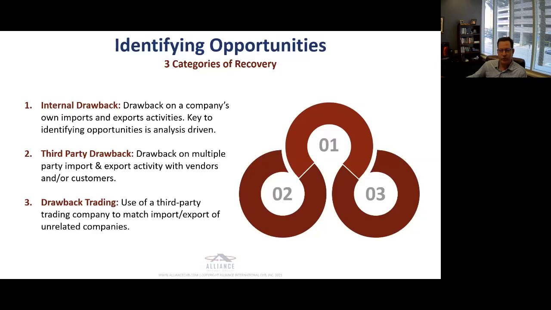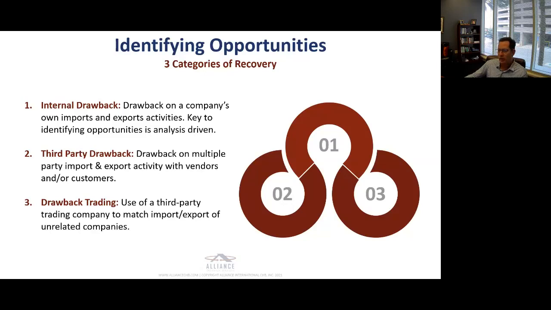You can't sell your unused drawback credits on a secondary market. That's certainly not compliant. But you can utilize an outside third-party trading company to essentially build a bridge between the importer and the exporter of record, inserting themselves into the supply chain of each in order to, like I said, build a bridge between the importer and the exporter.